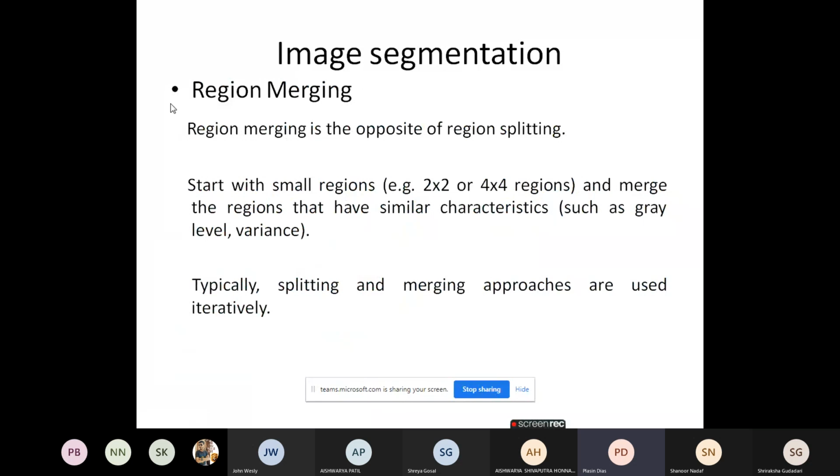So now, region merging in image segmentation. Just now we had seen splitting. Obviously, region merging is the opposite of region splitting. You have to start with small regions, might be 2 by 2 or 4 by 4 regions, and merge them. Those regions should have similar characteristics in terms of color, gray level, or variance. That's why we normally use both these splitting and merging approaches iteratively in image segmentation.